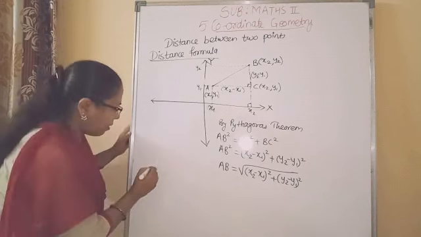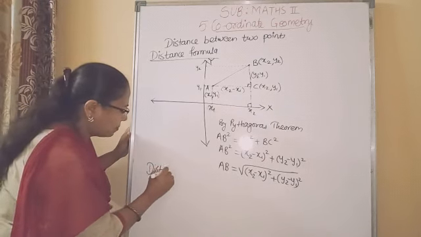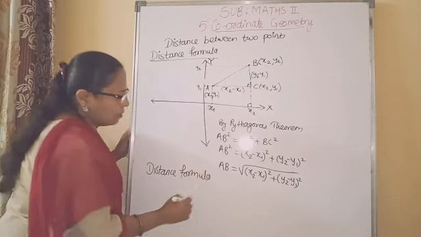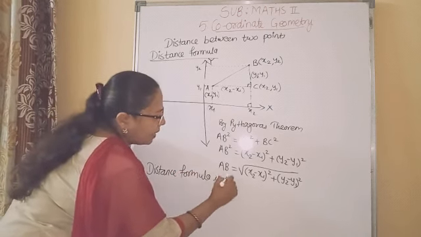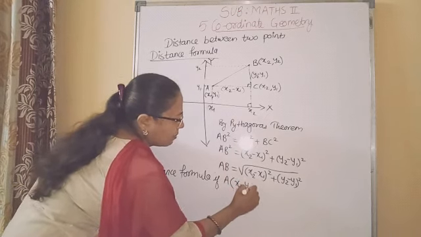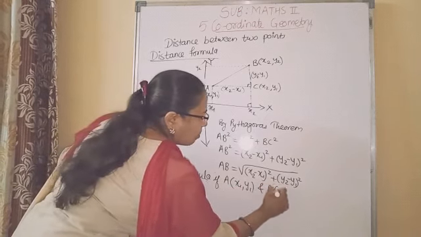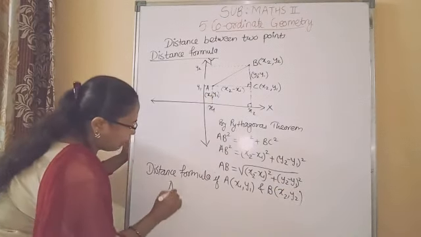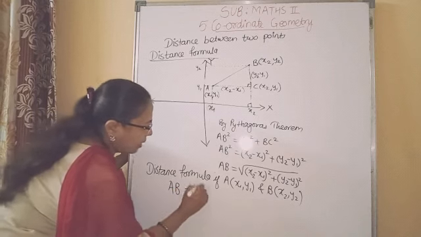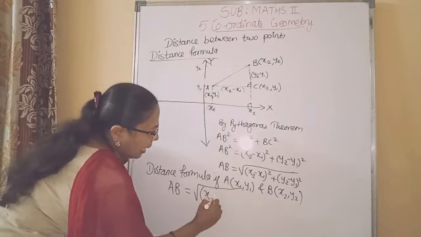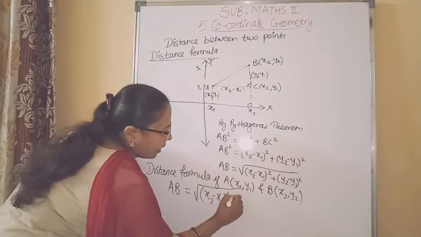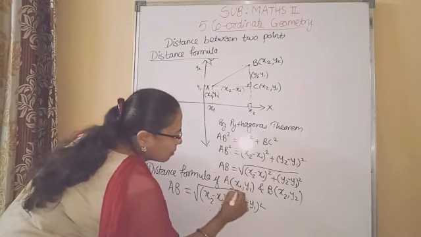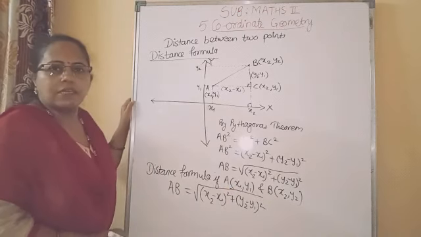Followed? So this way we got the distance formula. If the coordinates of A are x1, y1 and the coordinates of B are x2, y2, then the distance between points A and B we will get is the square root of (x2 minus x1) square plus (y2 minus y1) square. So this is the distance formula.